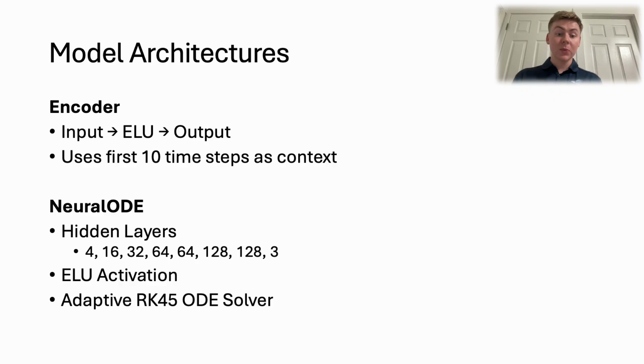Now to discuss the specifics of the model architectures. We'll start with the encoder. It's a pretty small multi-layer perceptron. It has no hidden layers. It needs to be on an embedded system, so it needs to run quick and be responsive to the rocket's flight. So it just has an input, an activation layer, which is an ELU activation, and then an output. And then you pass in the first 10 time steps that are recorded by the flight computer as context for the model so that it can generate that latent space for you.